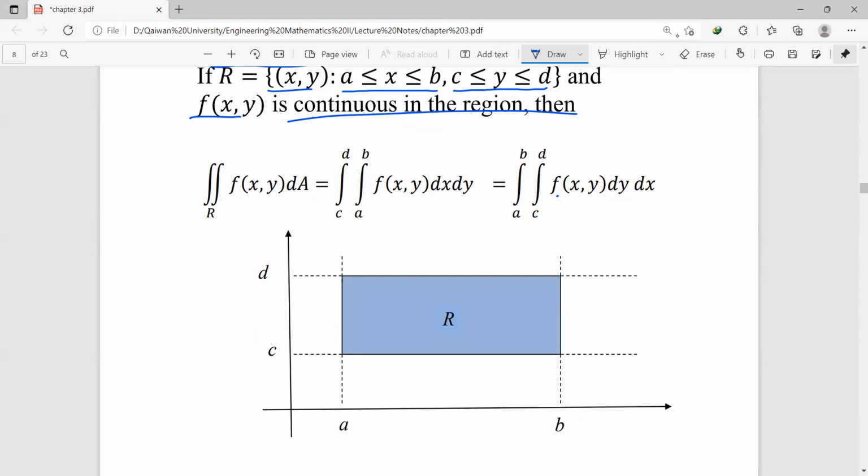If both are constants, then the double integration of the function over the region dx dy equals the double integration of the function dy dx. That means changing the order is okay, but you should be careful about the lower and upper limits. Here we have a and b for x. The lower and upper limits are going to change regarding dx and dy, regarding the order of the integration.